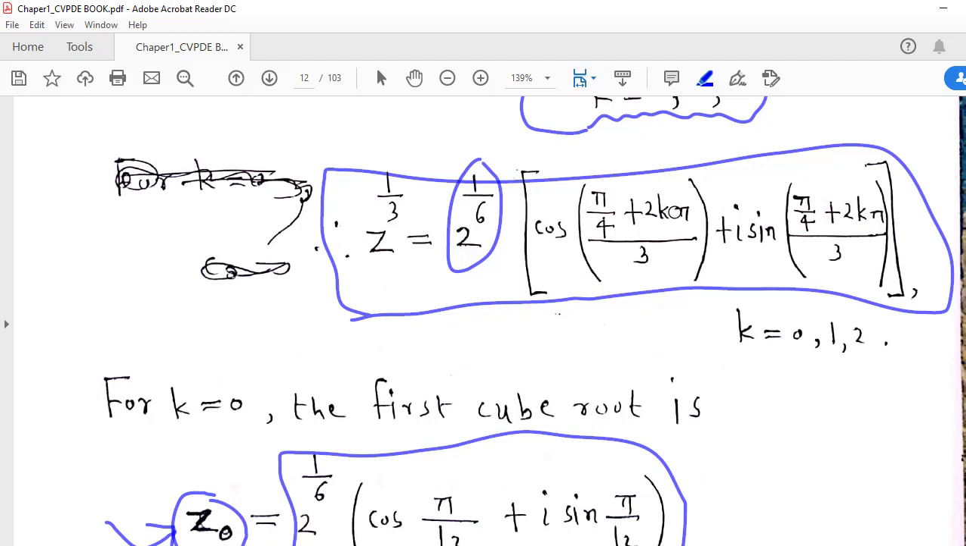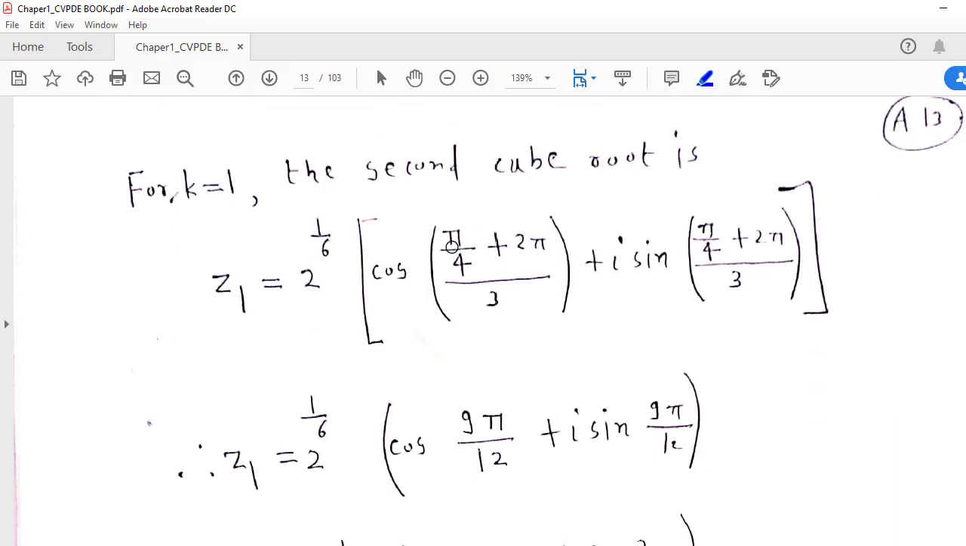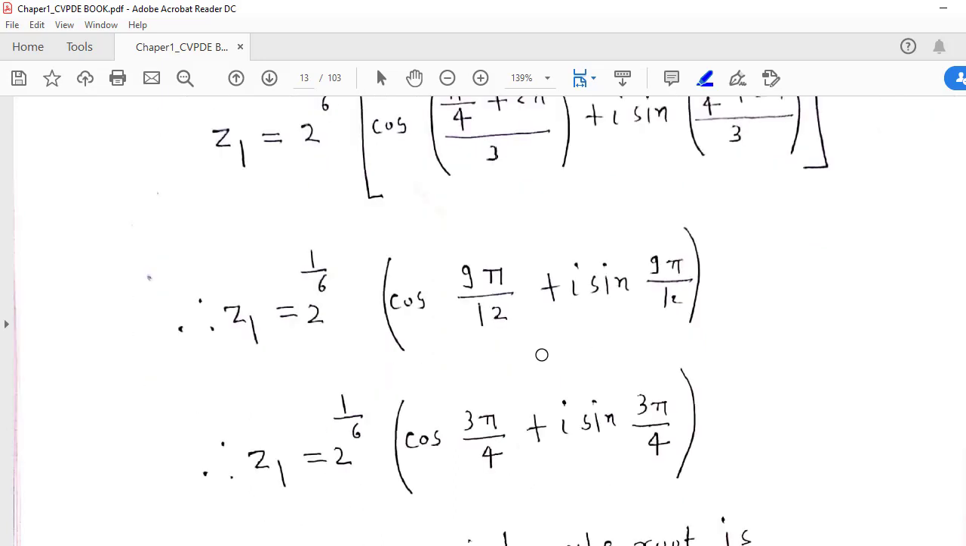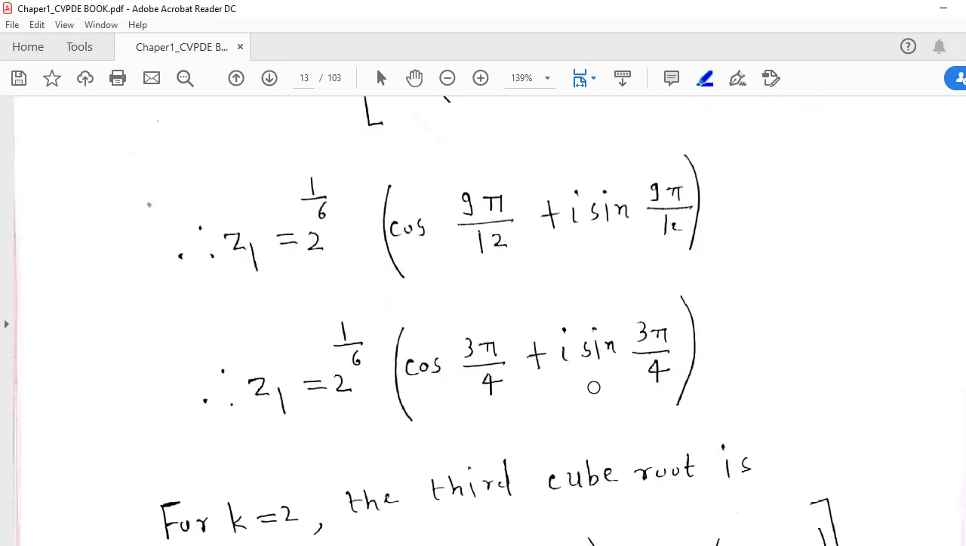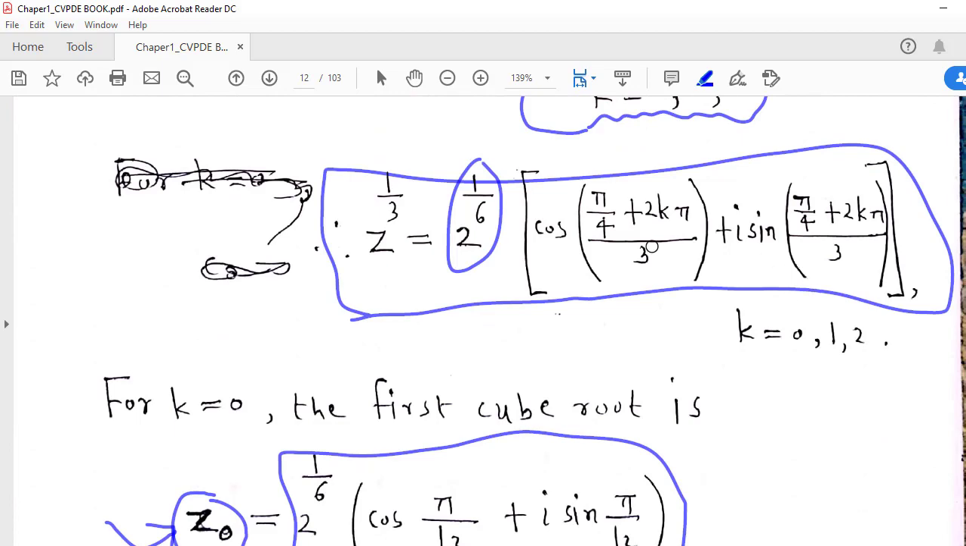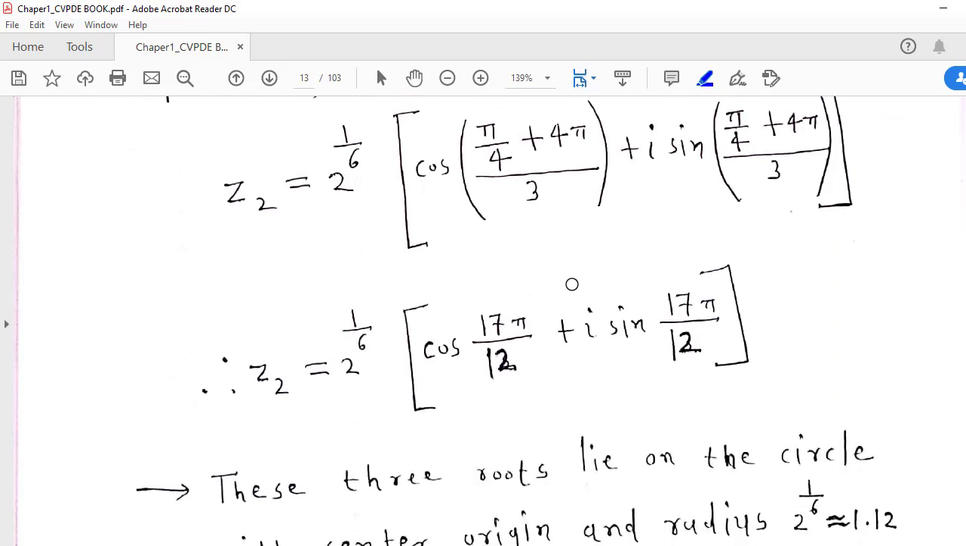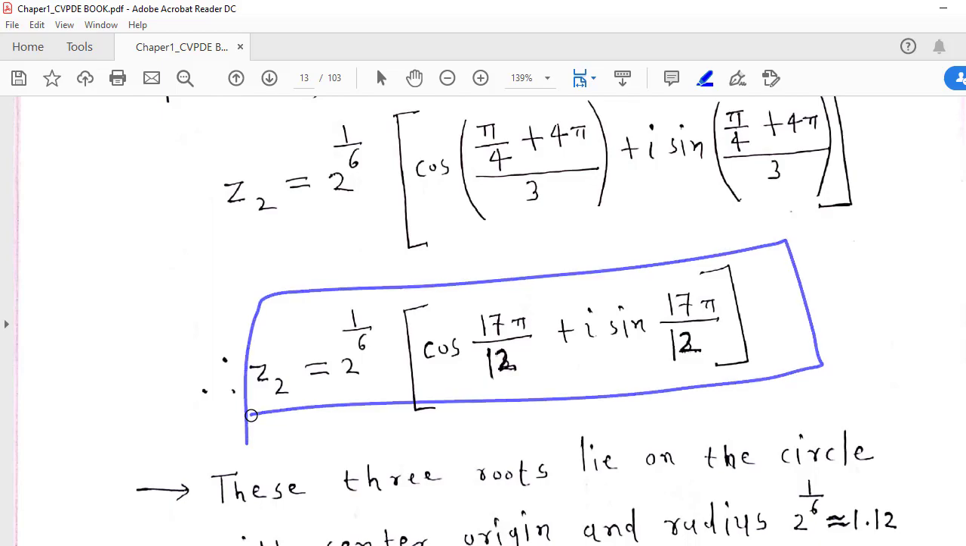Suppose I take k equal to 1 here, I will have cos of pi by 4 plus 2 pi divided by 3. If you simplify, this is pi plus 8 pi, that is 9 pi divided by 4 divided by 3, that is 9 pi by 12, plus i sin 9 pi by 12. So it is cos 3 pi by 4 plus i sin 3 pi by 4. Similarly, if you take k equal to 2 here, you will have cos of pi by 4 plus 4 pi divided by 3, that is cos 17 pi by 12 plus i sin 17 pi by 12.